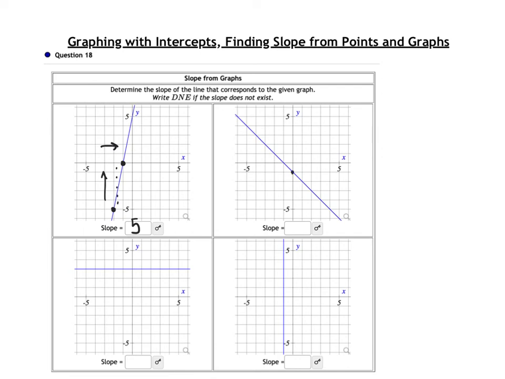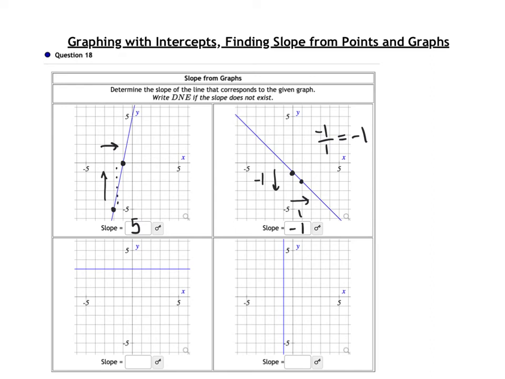This one, you can pick any 2 points you want. You can pick them right next to each other because they are, is down 1. That's a negative 1. And over 1. Rise over run is negative 1 over 1, which is negative 1.